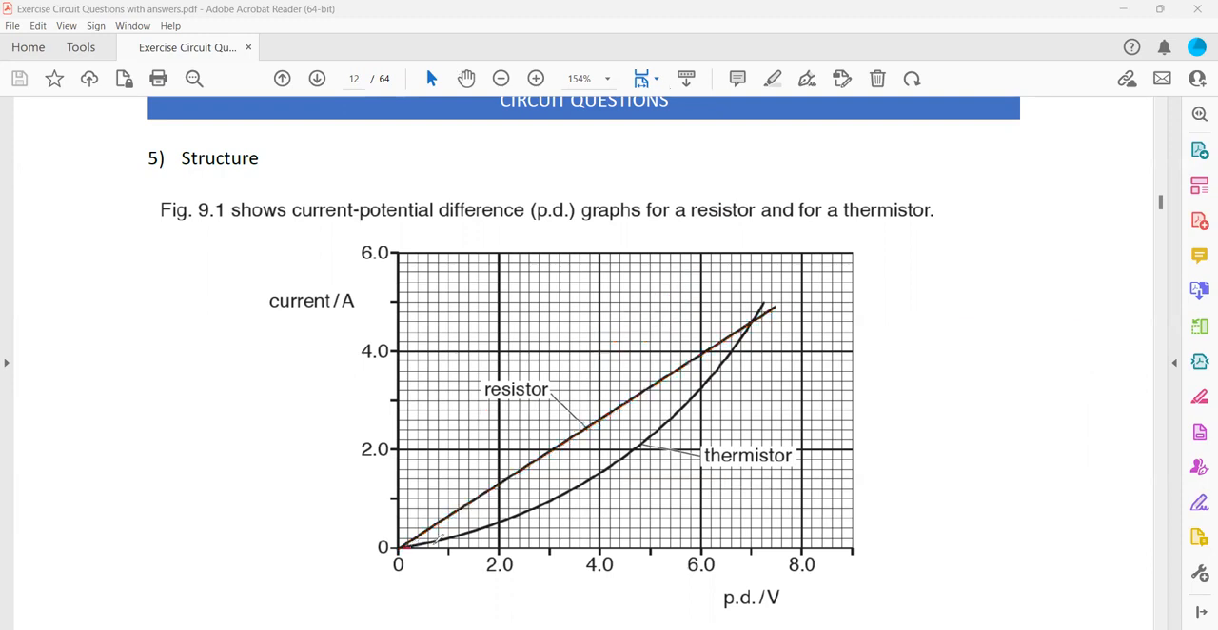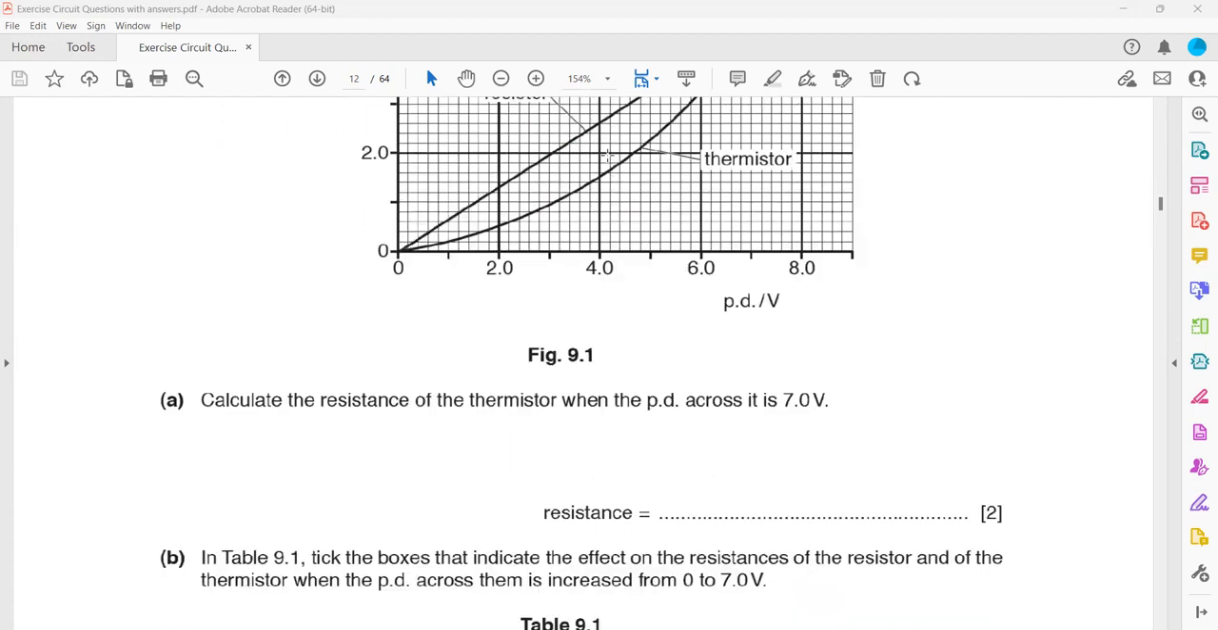For a thermistor, when you check what happens to the slope on an IV graph, the resistance is decreasing. Yes, that's right, because the slope is increasing. If the slope is increasing, its resistance will decrease, as they are inversely proportional. For a voltage-current graph, they would be directly proportional.